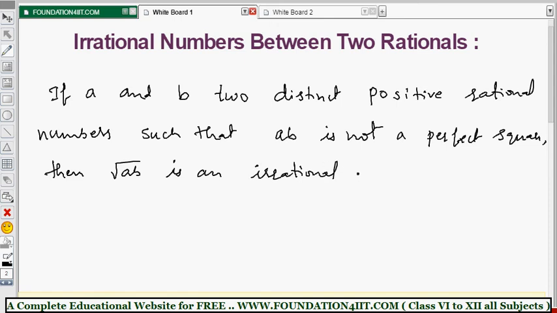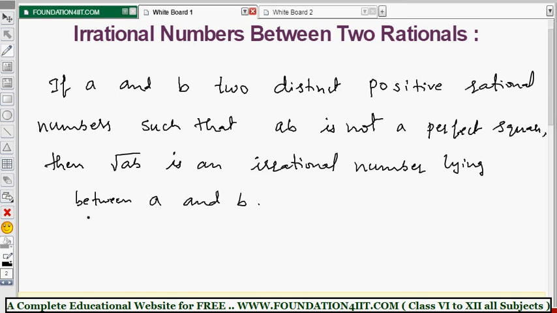I'll explain with examples. The irrational number is lying between A and B, indirectly lying between A and B. Fine. If we take any two distinct positive rational numbers and multiply them, the product should not be a perfect square. That's the first condition. Then the square root of A into B is an irrational number. Okay, let's take an example.